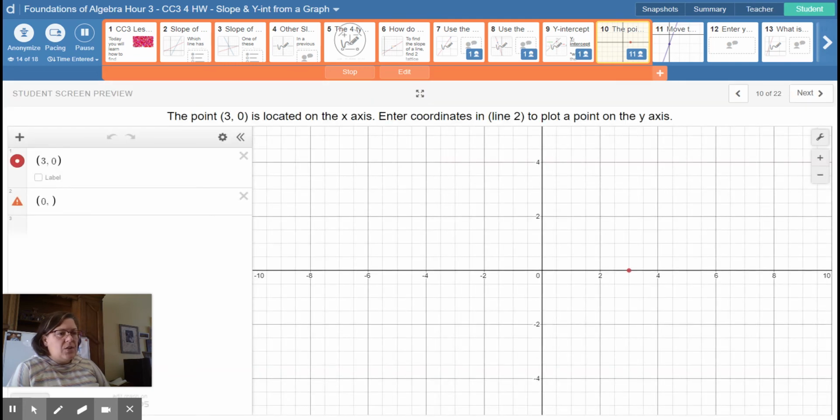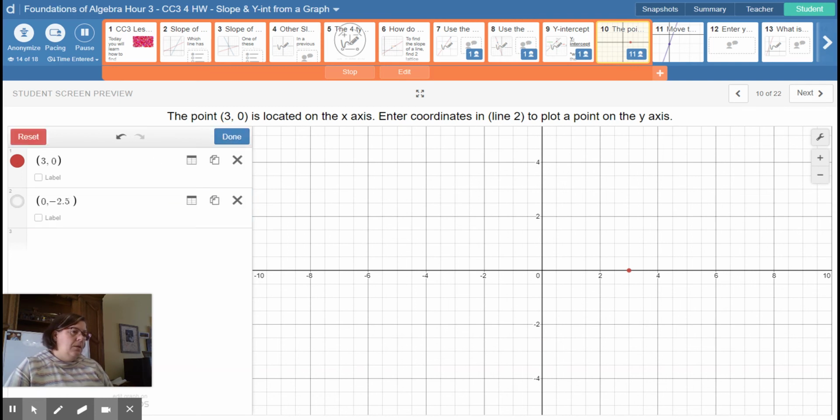Let me go back here. You're going to start that coordinate pair with 0, and then you pick any second number that you want. Okay, I'm going to pick negative, well, I'm going to do negative 2.5, see what comes up. I'm going to switch my color.